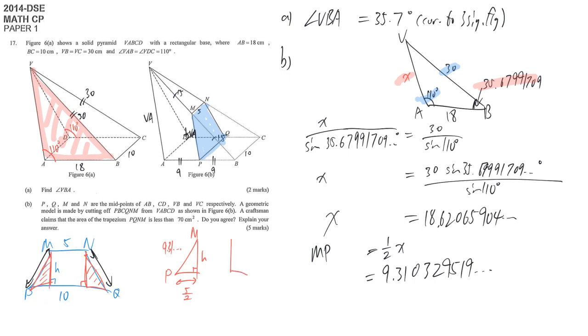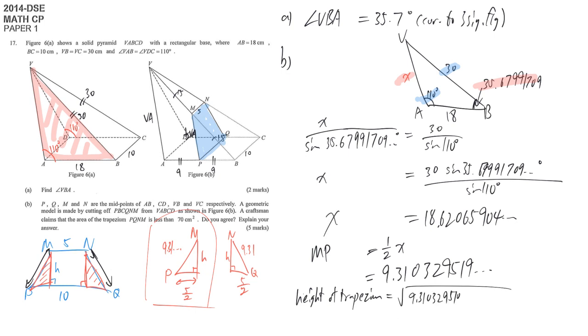And also we have another isosceles triangle which is the same, but we just use one of them, which is good enough. So we just focus in here. What we need is the height. We have the hypotenuse, we have the adjacent side, so we can use Pythagoras' theorem to find h. Therefore, the height of the trapezium is equal to the square root of 9.310329519 squared minus 5 over 2 squared. Then we get 8.968.